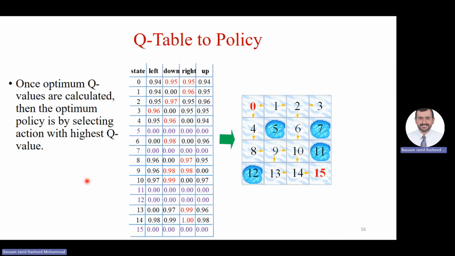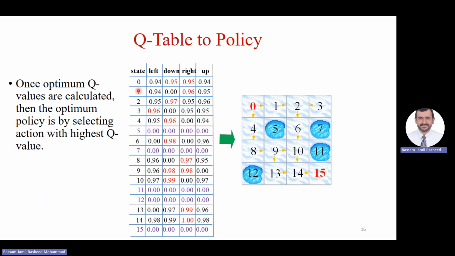Now, here is an example of a table where we have done training. This is when the training has completed. You can see clearly here for state 0, the actions with the highest values are down and right. So my optimum policy is to go to the right or go down. Clearly, going up is not optimum and going left is not optimum because their values are not the highest.